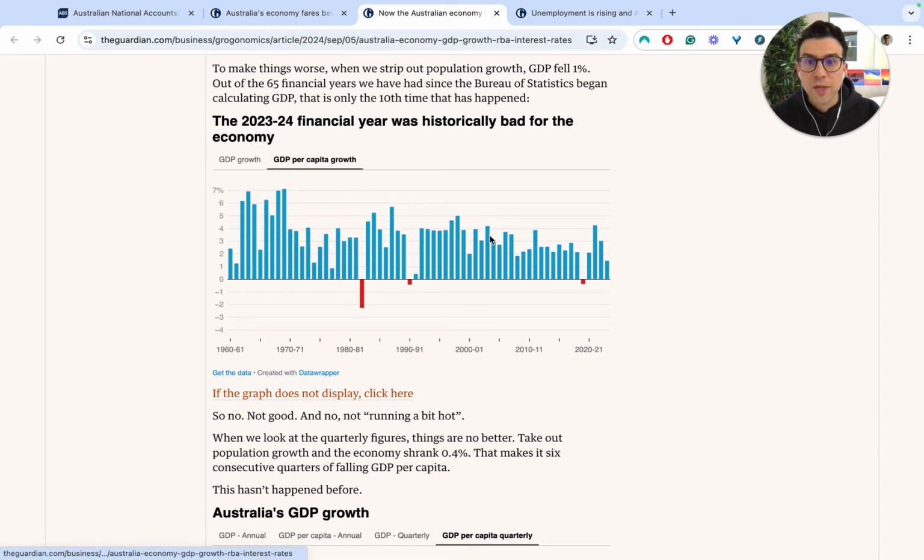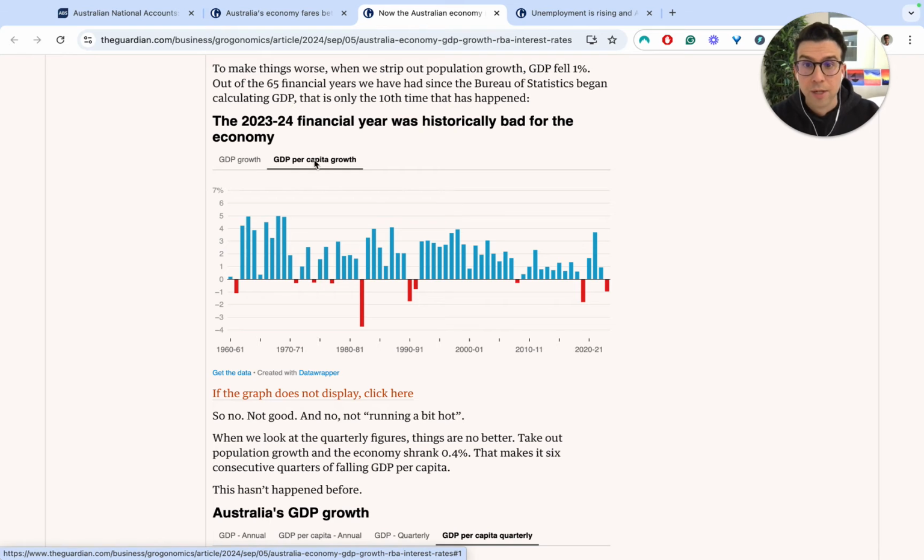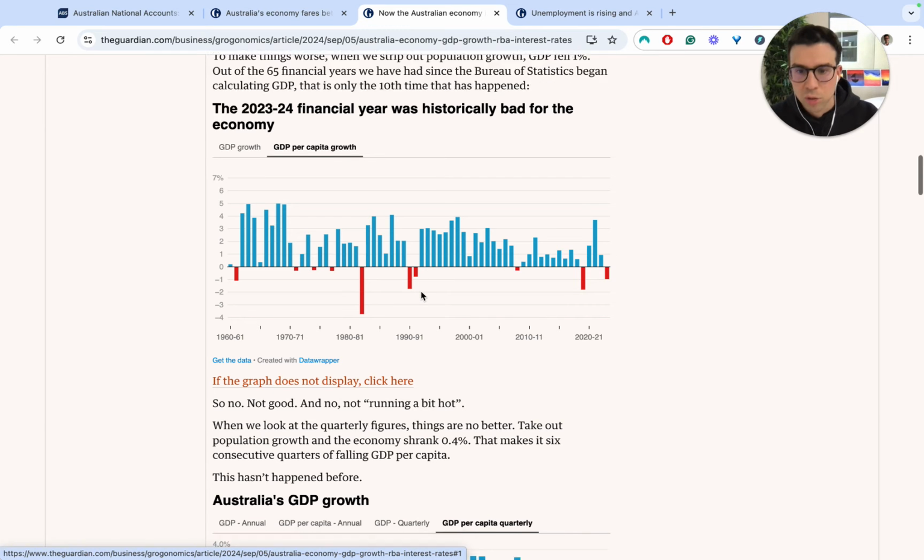Now, if we then look at GDP per capita growth as well, you can see we have a couple of little periods where it appears, but it's sitting at 1%, at levels that are again close to the recession and the recovery from the recession that we had in 1990, 1991. So some real concerns there.